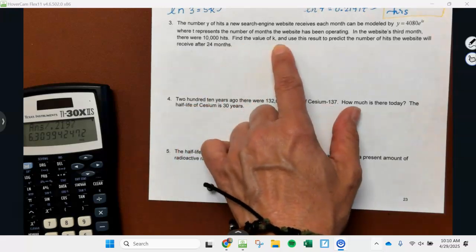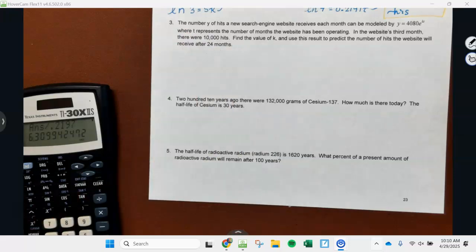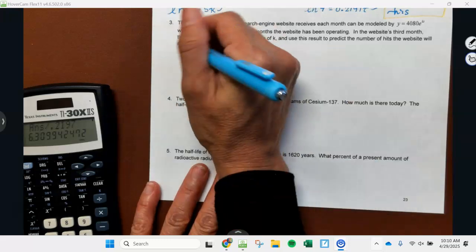Here are our instructions. We're going to find K. Then we're going to predict the number of hits after 24 months. All right, let's get this going. So remember, the first thing we need is to find K.